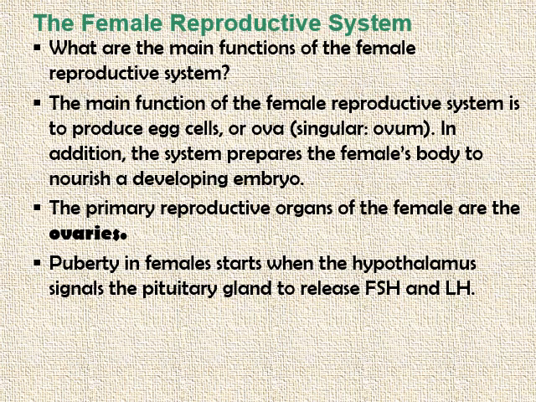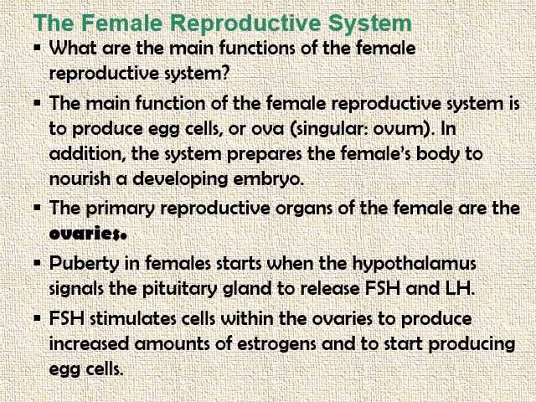Puberty in females starts when the hypothalamus signals the pituitary gland to release follicle stimulating hormone and luteinizing hormone. Follicle stimulating hormone stimulates cells within the ovaries to produce increased amounts of estrogens and to start producing egg cells.